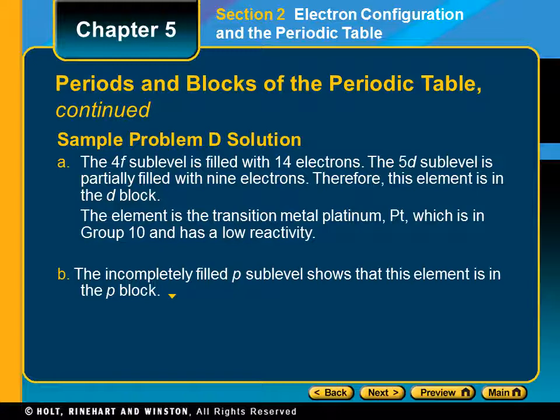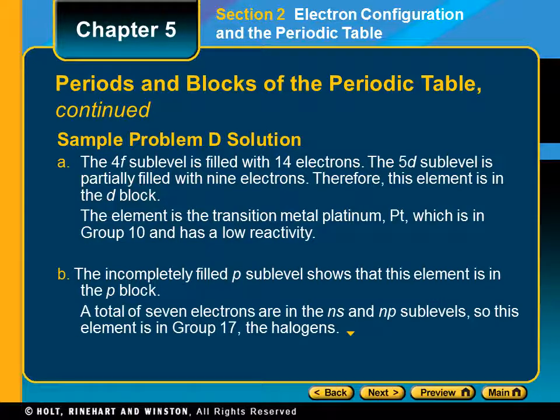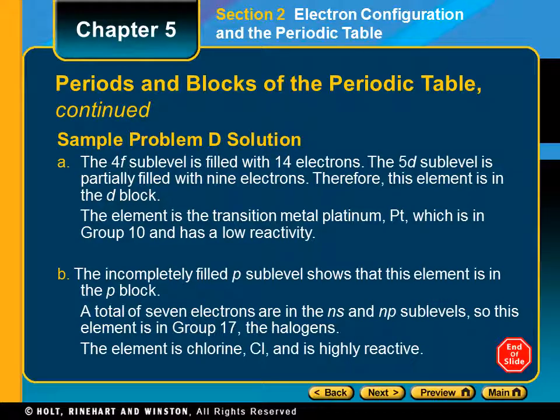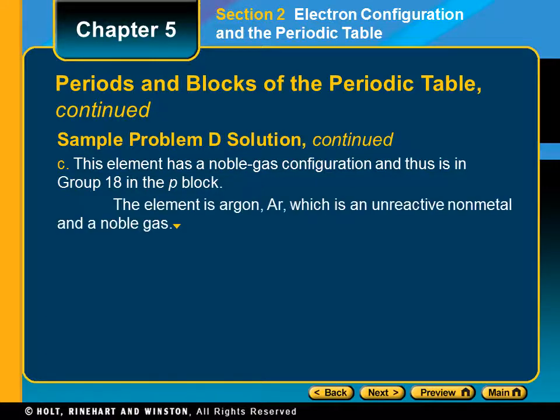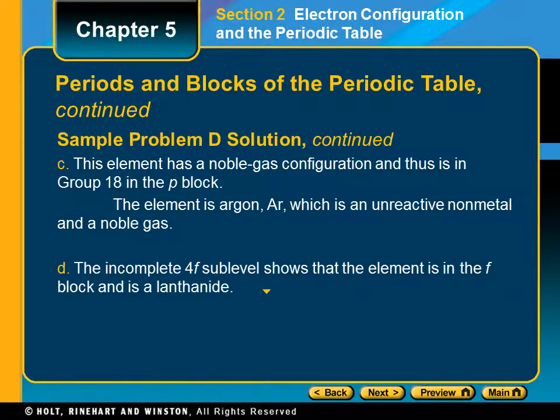For B, the incompletely filled P sublevel shows that this element is in the P block. Total of 7 electrons are in the NS and NP sublevel, so this element is in group 17. So it's a halogen, it's chlorine, and it's highly reactive. For C, the element has a noble gas configuration, is in group 18 in the P block. It's argon, which is an unreactive nonmetal, a noble gas.